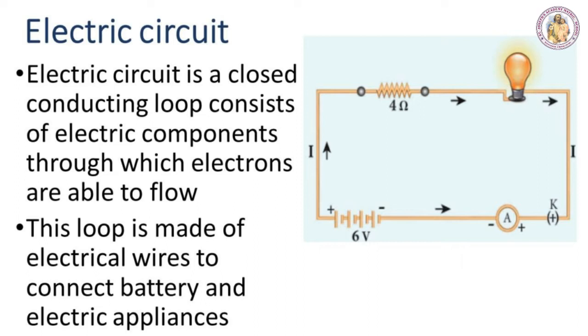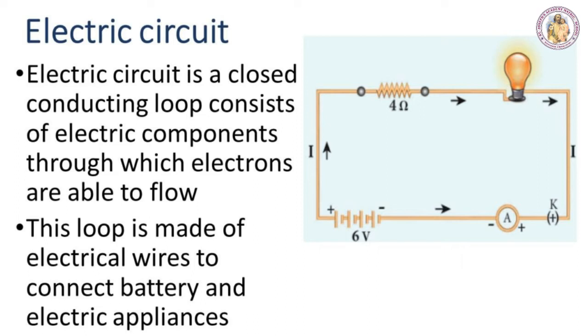An electric circuit is a closed conducting loop consisting of electric components through which electrons are able to flow. This loop is made up of electrical wire to connect a battery and an electric appliance. If you take a simple circuit, there will be a bulb, a battery and a key. If you open the circuit by using the key, that means we are disconnecting the circuit.